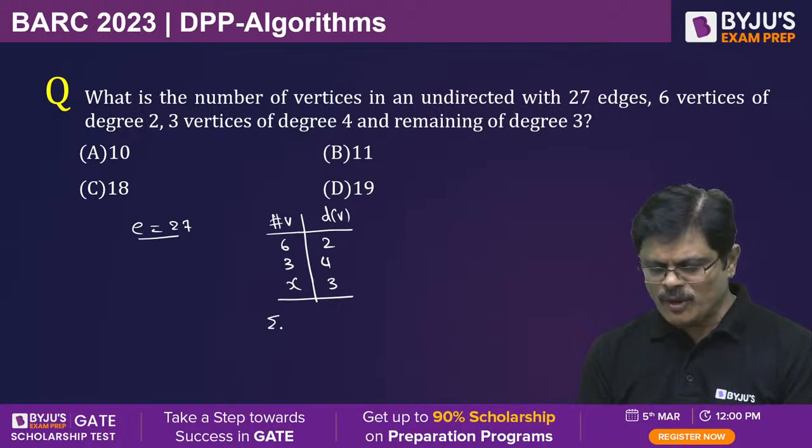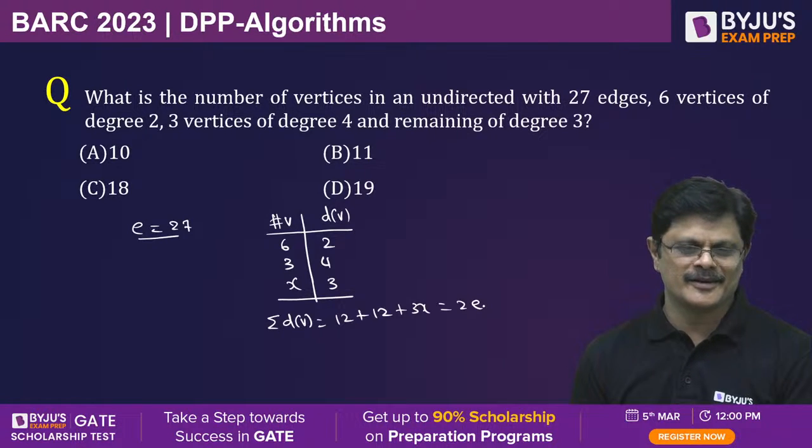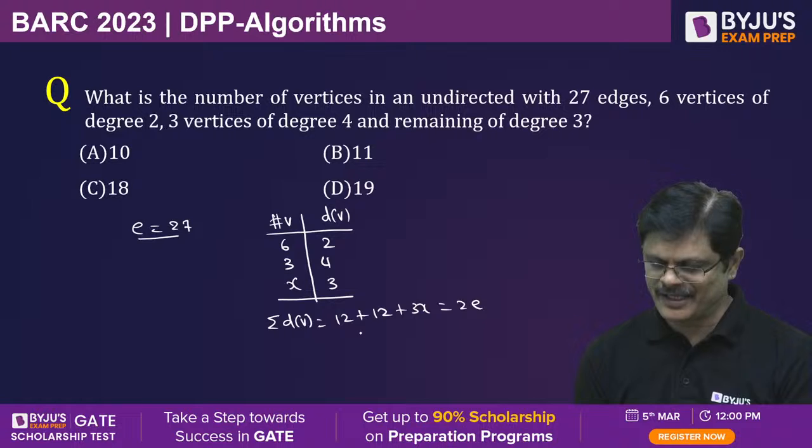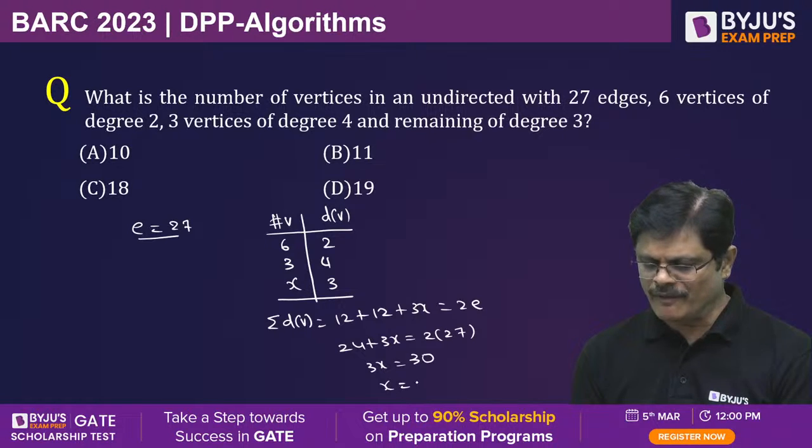Now, first of all, what about the sum of degrees of vertices? You can simply do 6 into 2, 12, plus 3 into 4, 12, plus 3 into x. But this should be equal to twice the number of edges because of the first theorem of graph theory. That is 24 plus 3x must be equal to 2 into 27. That is 3x must be equal to 54 minus 24, that is 30. So the value of x is 10.